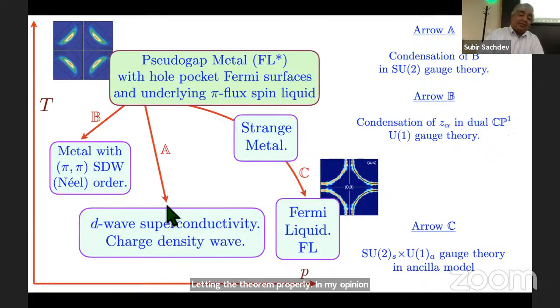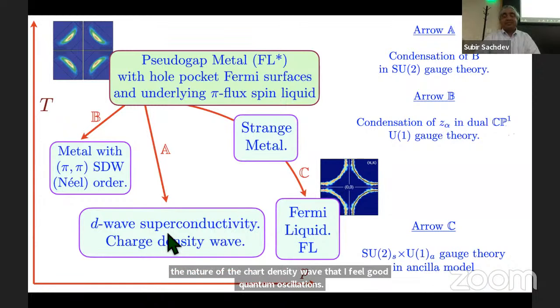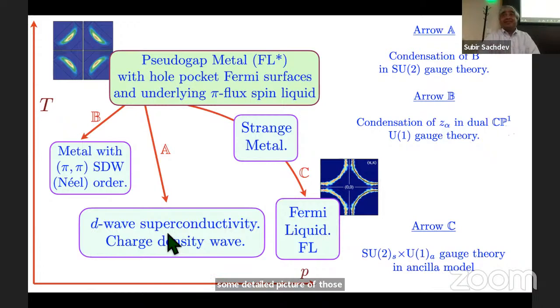Then I think one of the big open questions is really what is the nature of the charge density wave at high fields with quantum oscillations? So I'm hopeful that this theory can give you some detailed picture of those Fermi surfaces in the charge ordered phase. This theory naturally gives you very similar Tcs for CDW and DSC because there's this approximate SO(5) symmetry between them. So it gives you the same energy scale for charge order and superconductivity.